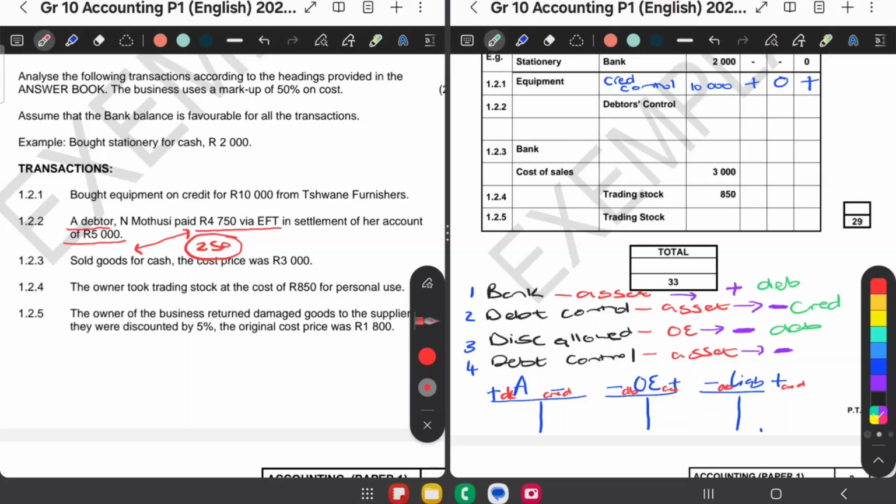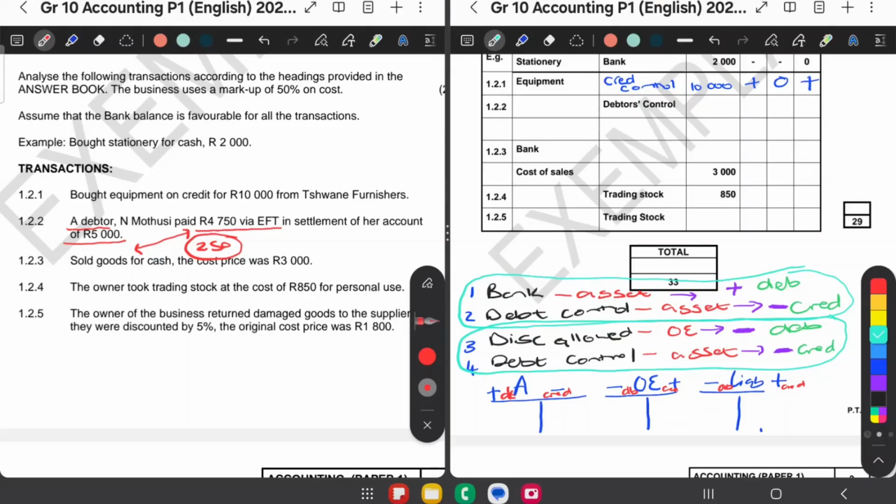Debited. And then asset and a minus. Yes, asset. There's the minus. That's credited. Okay, so this is credited. Then remember these two, they go together. And then these two go together.